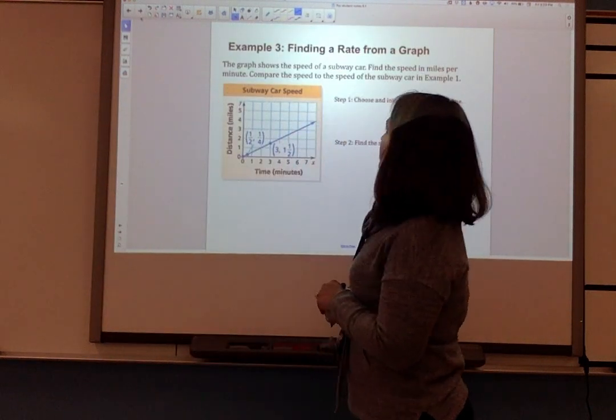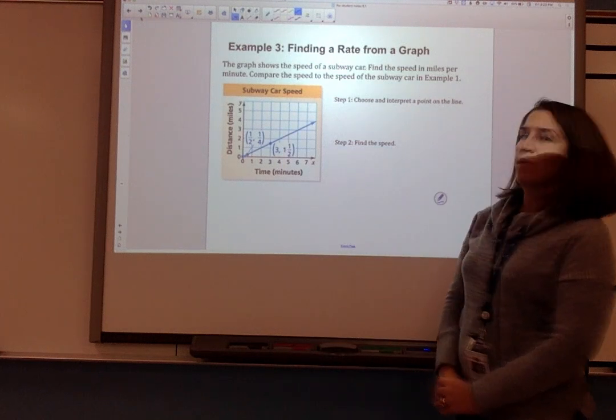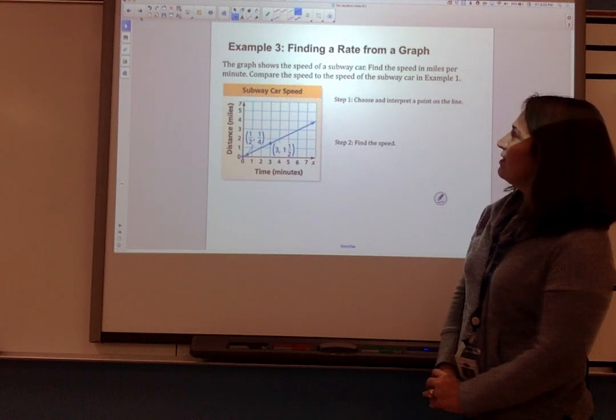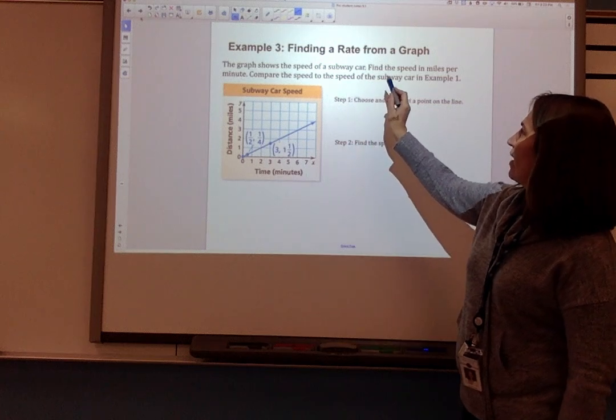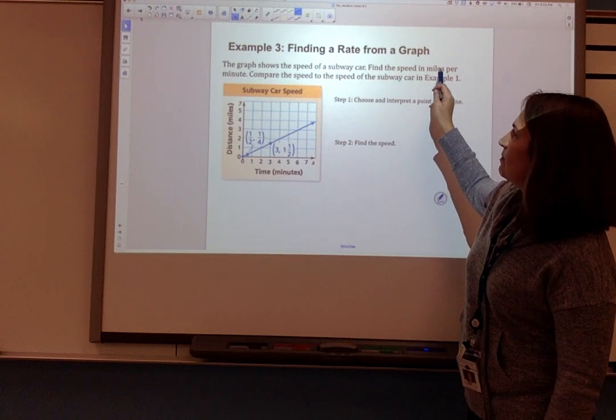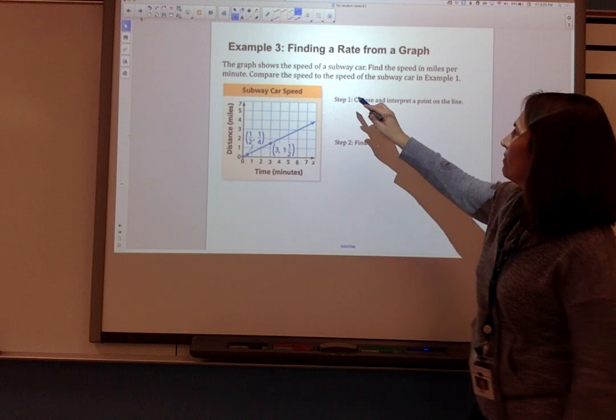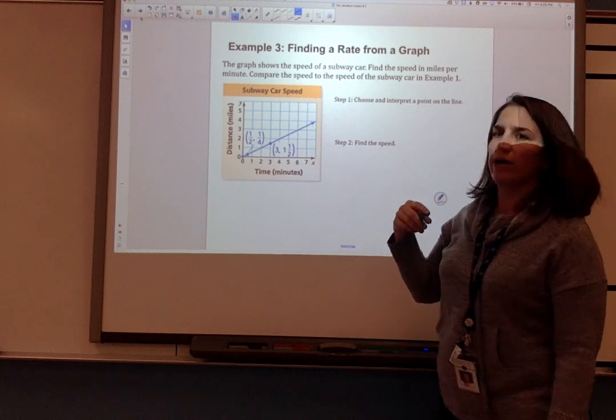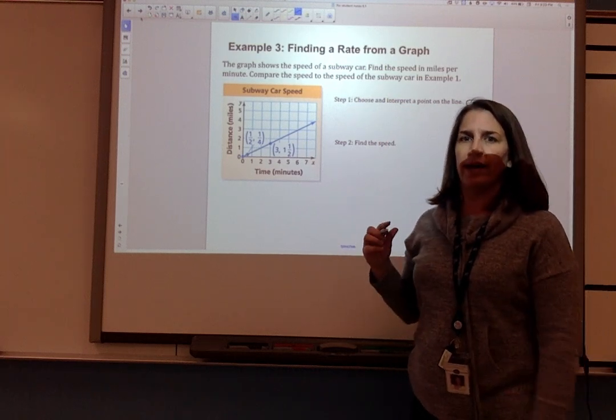So let's look at this example of finding a rate from a graph. We see that the graph shows the speed of a subway car, and find the speed in miles per minute. We're going to compare the speed to the speed of the subway car back in example 1. So we'll go back and do that.